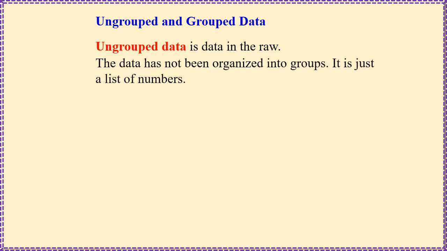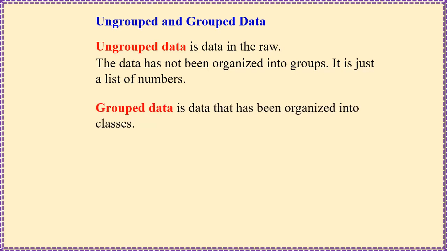So there are also two types of data, which are ungrouped and grouped data. For certain types of data we need to use ungrouped, but for certain types of data we can use grouped data. Ungrouped data is data in raw form. We have all the observations, so that will be the ungrouped data. The data has not been organized into groups. It is just a list of numbers.